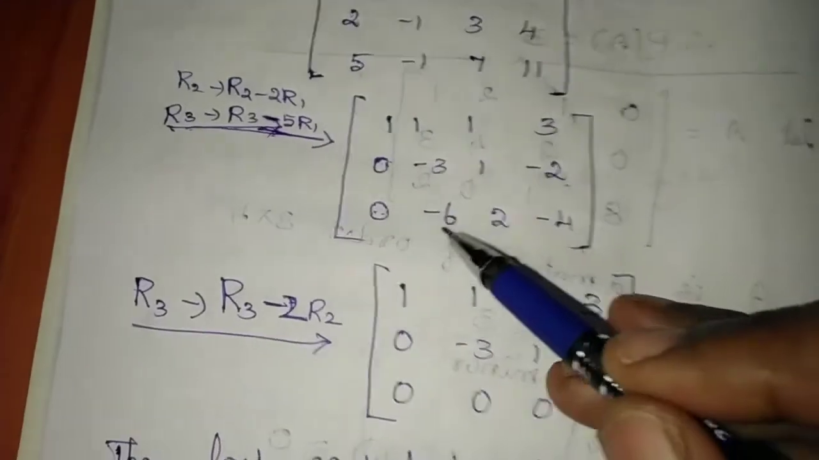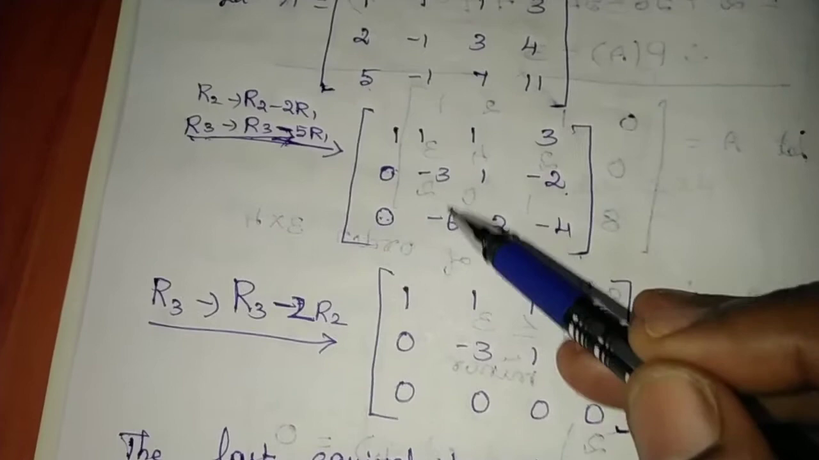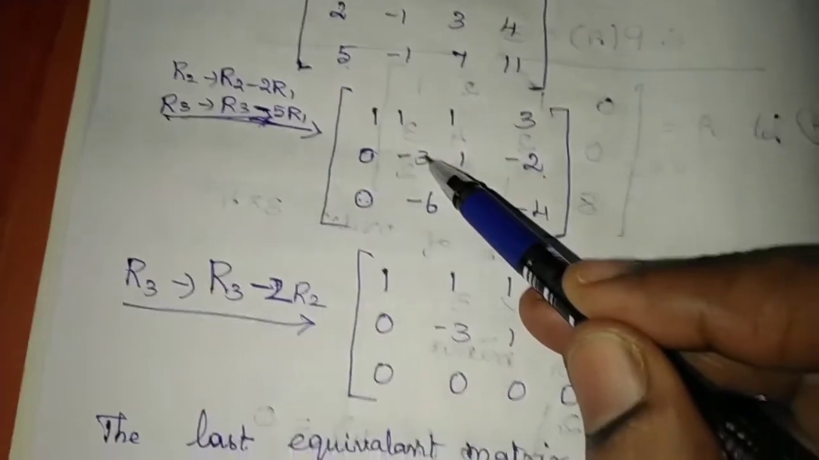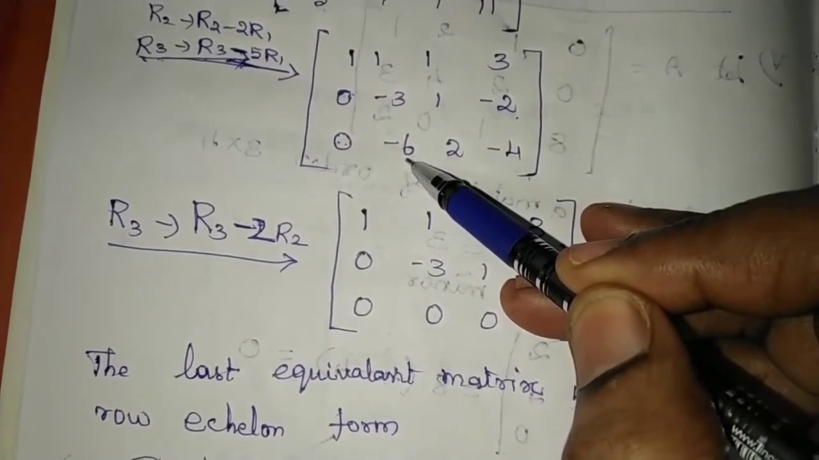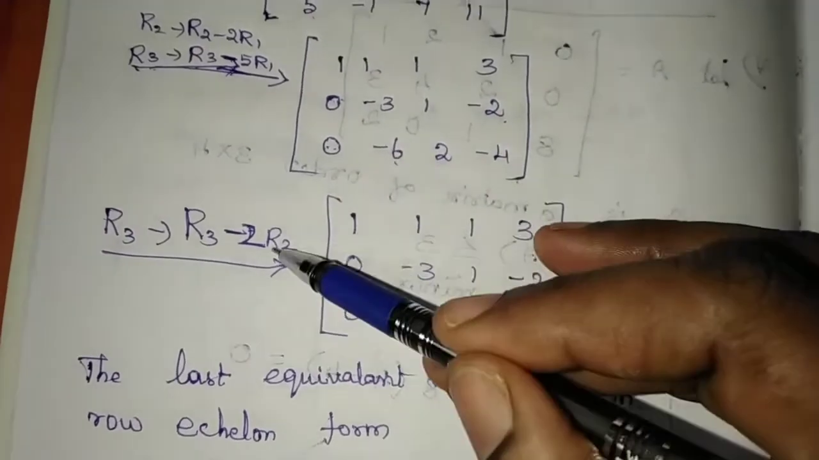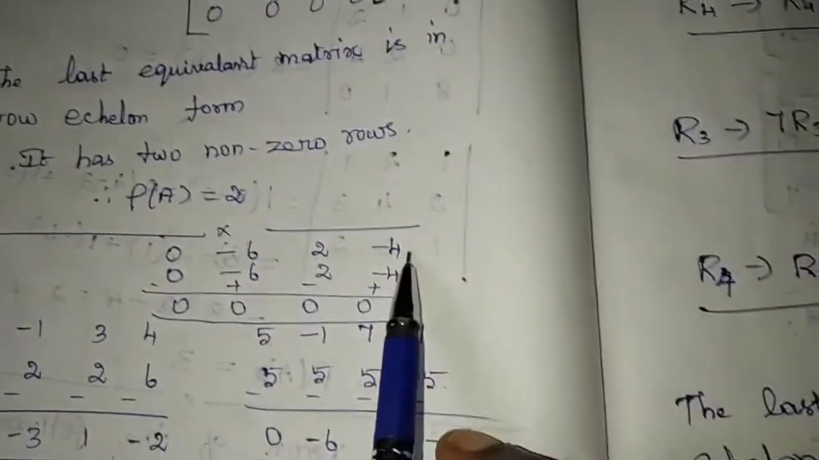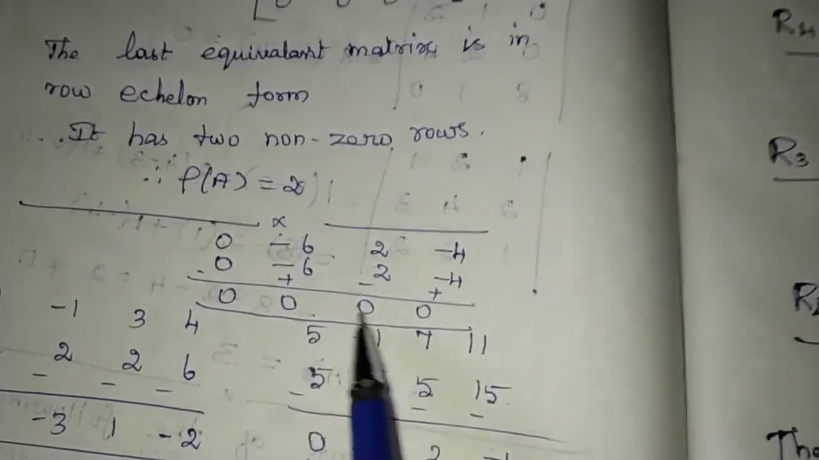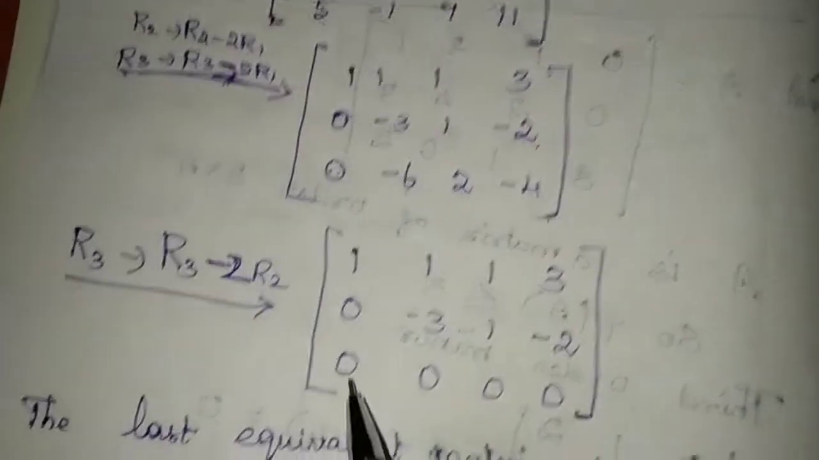Next we want to make 0 in this place. Then see the two numbers: multiplied by 2 in this place and subtract, we get 0. That means R3 implies R3 minus 2R2. R2 multiplied by 2, write and subtract this value, changing the sign, we get 0.